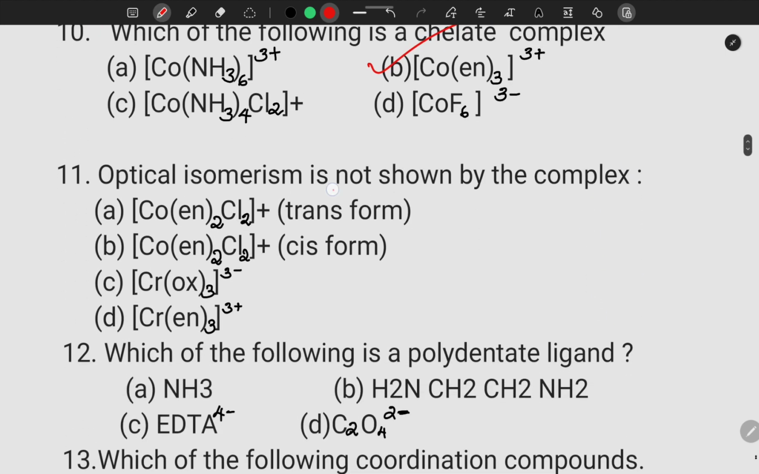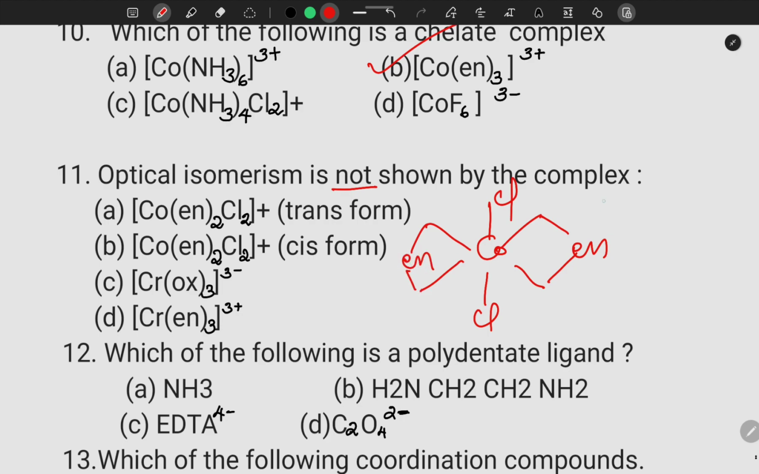Optical isomerism is not shown by: generally cis compounds show optical isomerism and trans compounds do not, because we can see the mirror image will be identical. In the first case, we can draw the structure like this, and when we draw the mirror image of this, we get the same mirror image. So the trans form cannot show optical isomerism. So our option is A.